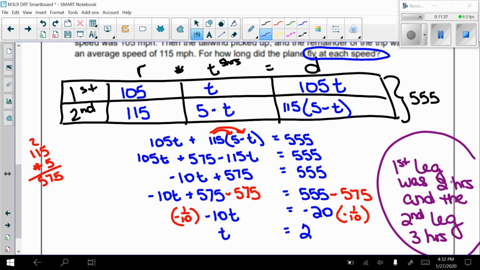So, a lot going on in here. You need to do it with the charts. Yes, there's other ways to do this, but the charts seriously, seriously, seriously help you organize the information.